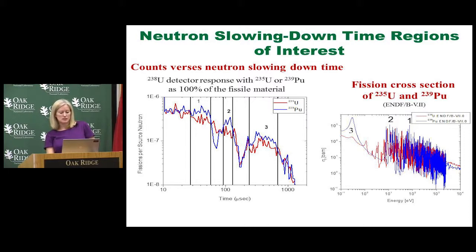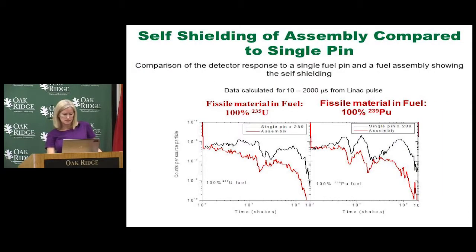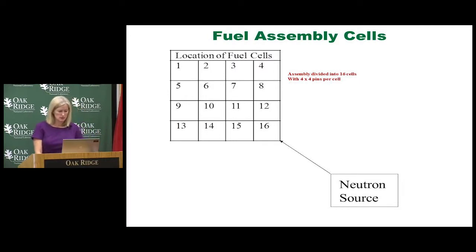So this here is region 3. This is your big thermal resonance in plutonium, and you can see it right here. And this drops down because the neutrons start to die away once they thermalize. I'm going to skip this because I don't want to get too in-depth here.